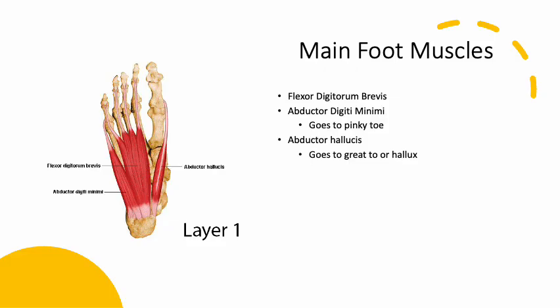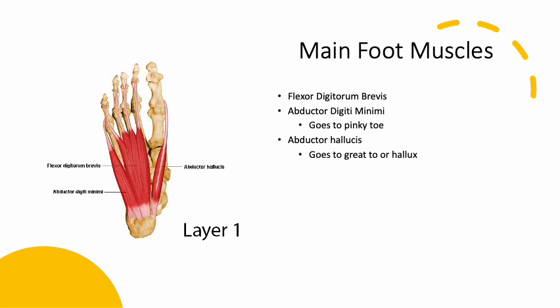Lastly, we have the muscles of the foot. There's not a whole lot to remember here. You have the flexor digitorum brevis, which, remember, digitorum or digit means toes or fingers. So the flexor digitorum brevis is going to be the one that goes to the three middle toes of the foot. And these are going to be the ones that are on top of the foot, not from the leg, okay? And then there's the abductor digiti minimi.